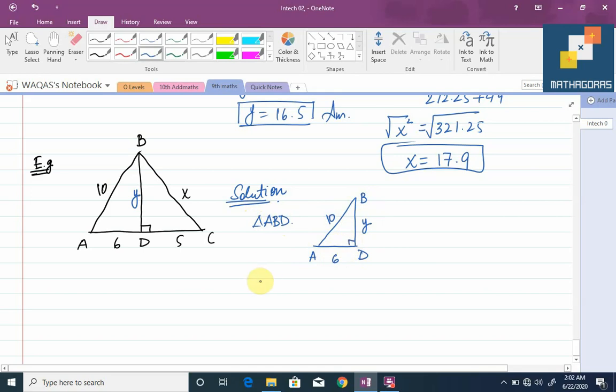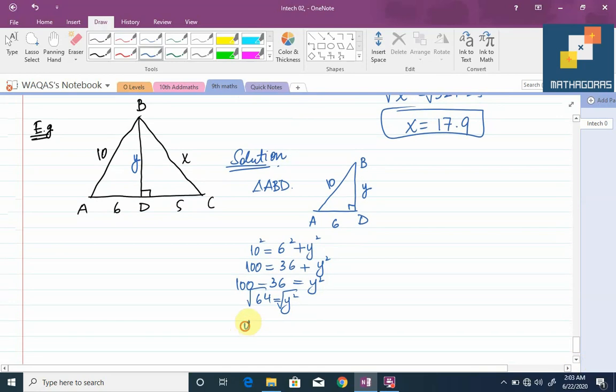Applying Pythagoras, it will be 10 square is equal to 6 square plus y square. So 10 square is 100, 6 square is 36, is equal to y square. You need to simplify it now. 100 minus 36 is equal to y square, and here we have a sign of positive. 100 minus 36, 64, is equal to y square. Root on both sides will give you the answer 8.